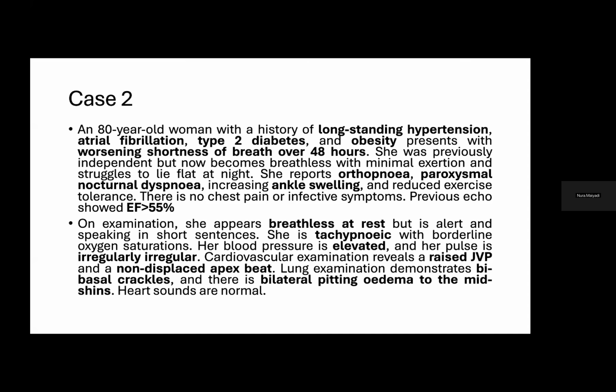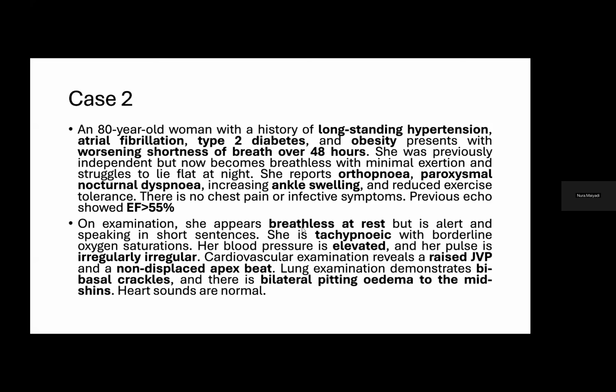She's been admitted because she's short of breath, and the nurses are saying that this lady just isn't well. She's been short of breath for about 2 days, and you're now seeing her. She's orthopneic. She has PND. She's got ankle swellings. She has no chest pain and no signs of infection. She's had a previous echocardiogram that shows an ejection fraction of more than 55%.